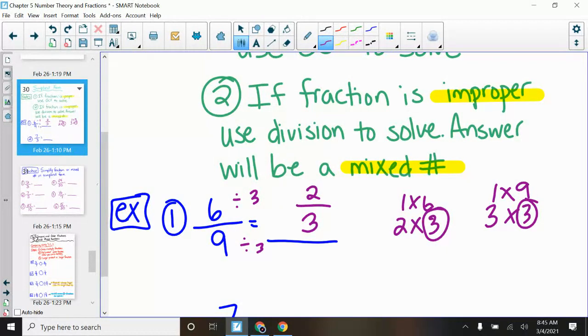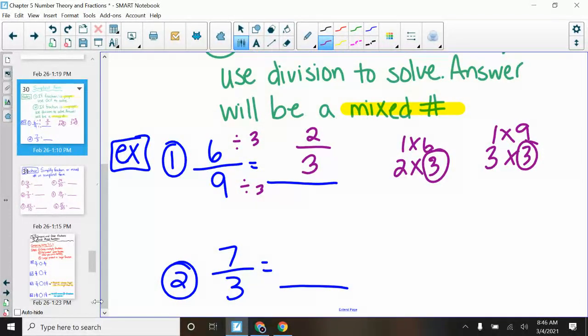Okay, let's move down to the second example. I have another one underneath here. But this time, is this fraction proper or improper? This is improper. So the note above tells us that to simplify an improper fraction, we have to use division to help.